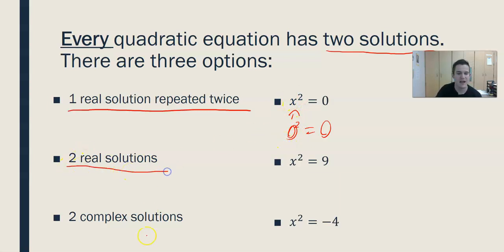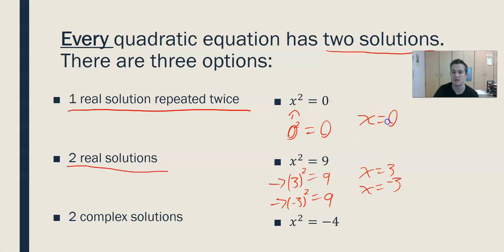The other option that we might have is we'll have two real solutions. So take a gander here. If I have x squared equals 9, what do I need to put in for x that would make x squared equals 9? Well, 3 squared equals 9. That's a no-brainer. 3 times 3 is 9. But also, negative 3 squared equals 9. Because negative 3 times negative 3 is a positive 9. So those are two solutions. x equals 3, and x equals negative 3. Two real numbers that are solutions. Up here, x was equal to 0.